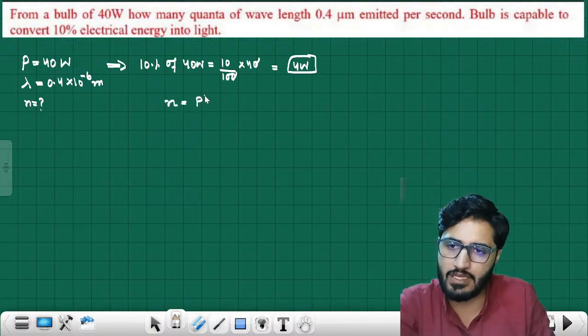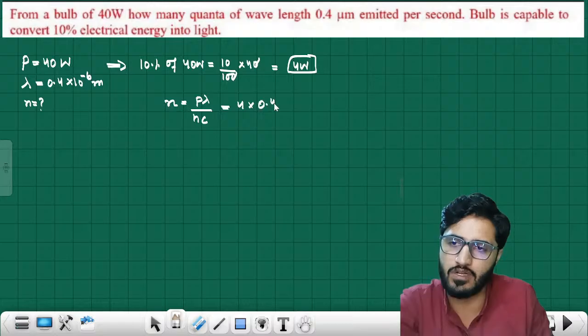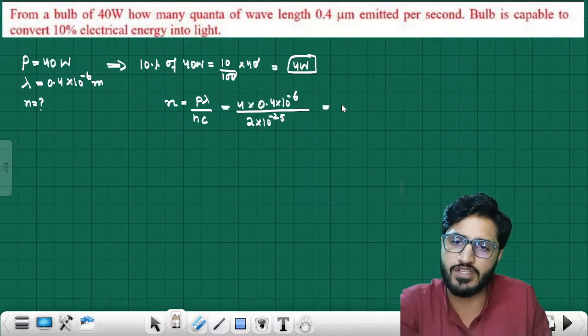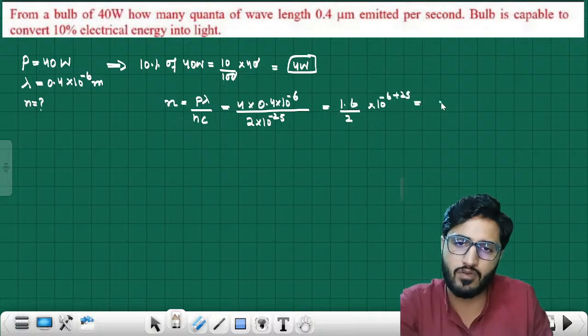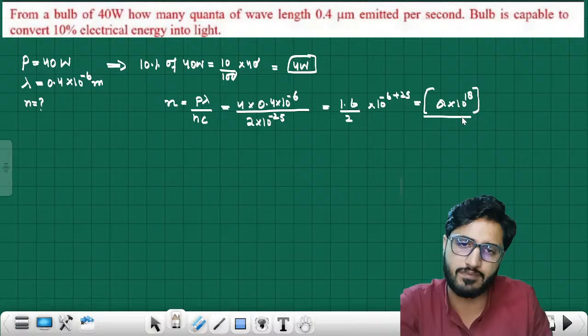So what is n now? n is P lambda divided by hc. P is 4, lambda is 0.4 times 10 to the power minus 6, divided by hc, which is 2 times 10 to the power minus 25. 4 times 4 is 16, so we have 1.6 divided by 2, times 10 to the power minus 6 plus 25. It is 0.8, so it is 8 times 10 to the power 18. This is my answer. You can cross check my answer.